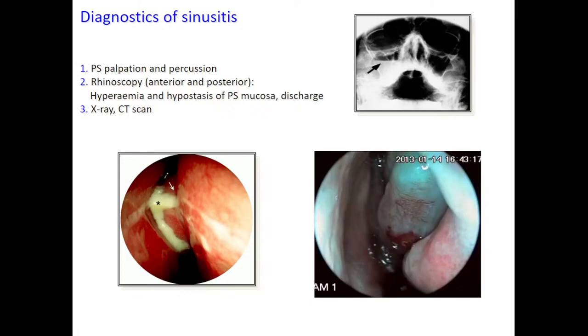Then we provide rhinoscopy, anterior and posterior, or endoscopy. And in rhinoscopy, we may see purulent discharge from the middle nasal meatus. And if necessary, you may provide X-ray examination or CT scan. For X-ray examination, there are two main positions of patients. It's the Waters position and the Caldwell-Luc position.